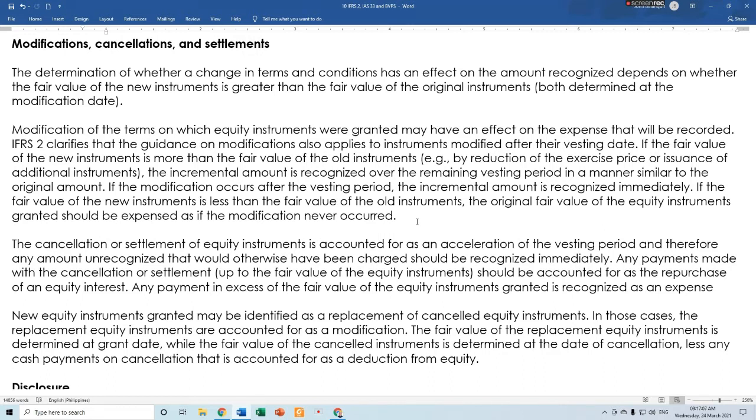So para hindi magkaroon ng inconsistency dun sa report natin, ang gagawin natin is ang i-recognize pa rin natin yung original fair value amount. Okay? Para hindi maging inconsistent doon sa report natin. Okay lang kapag mas mataas kasi kapag mas mataas, additional expense lang naman yun. Okay? Pero kapag mas mababa, hindi naman natin pwedeng i-reverse yung mga previous period na na-record na natin.